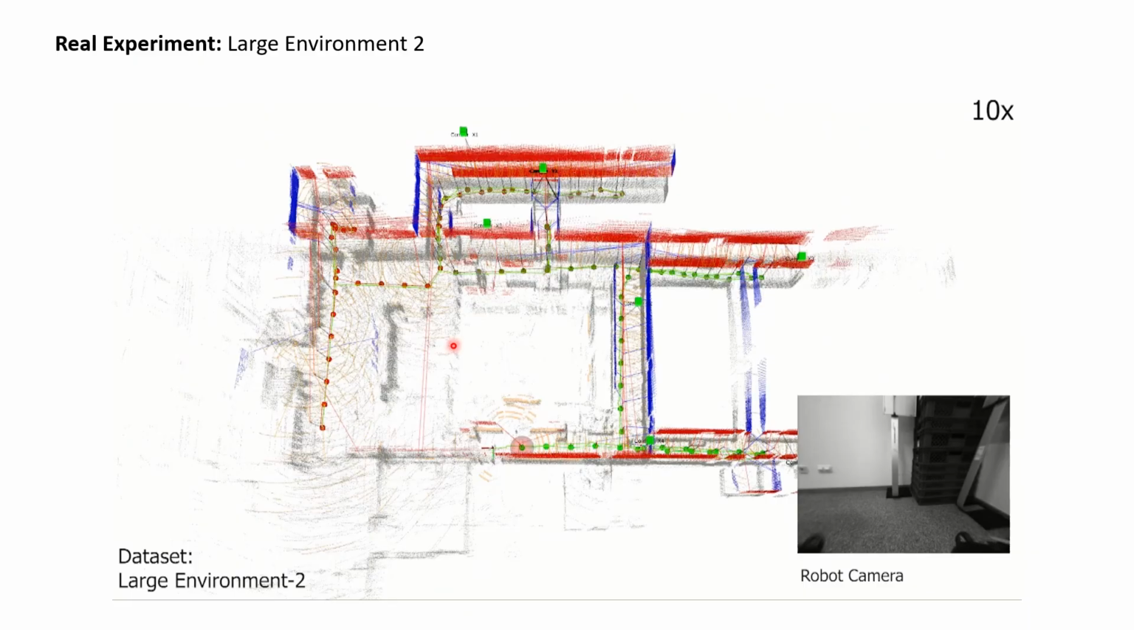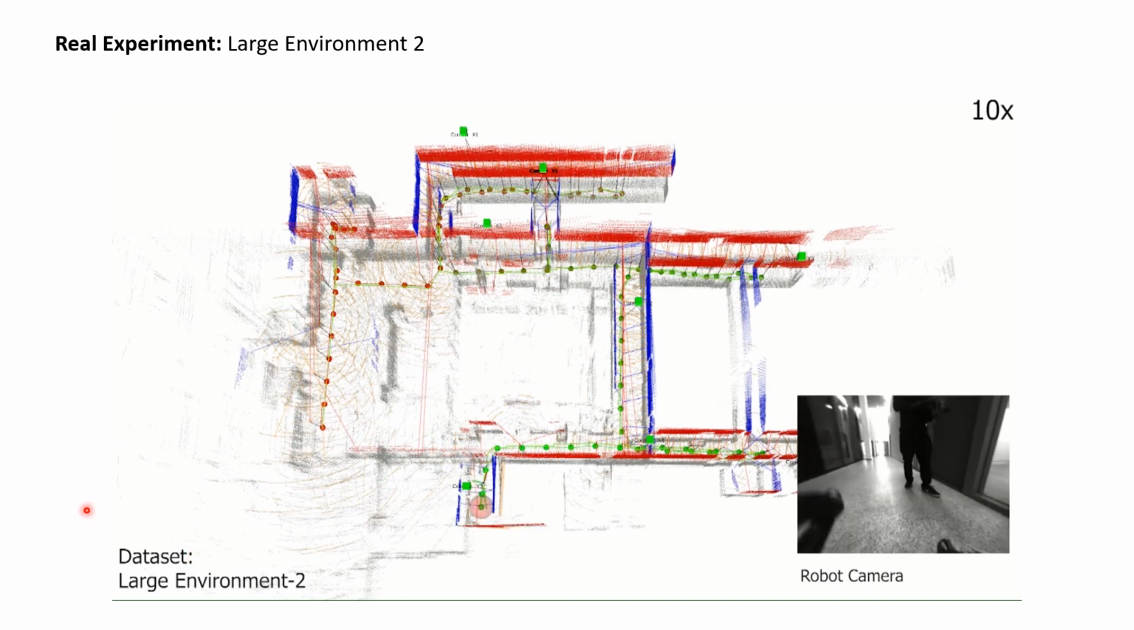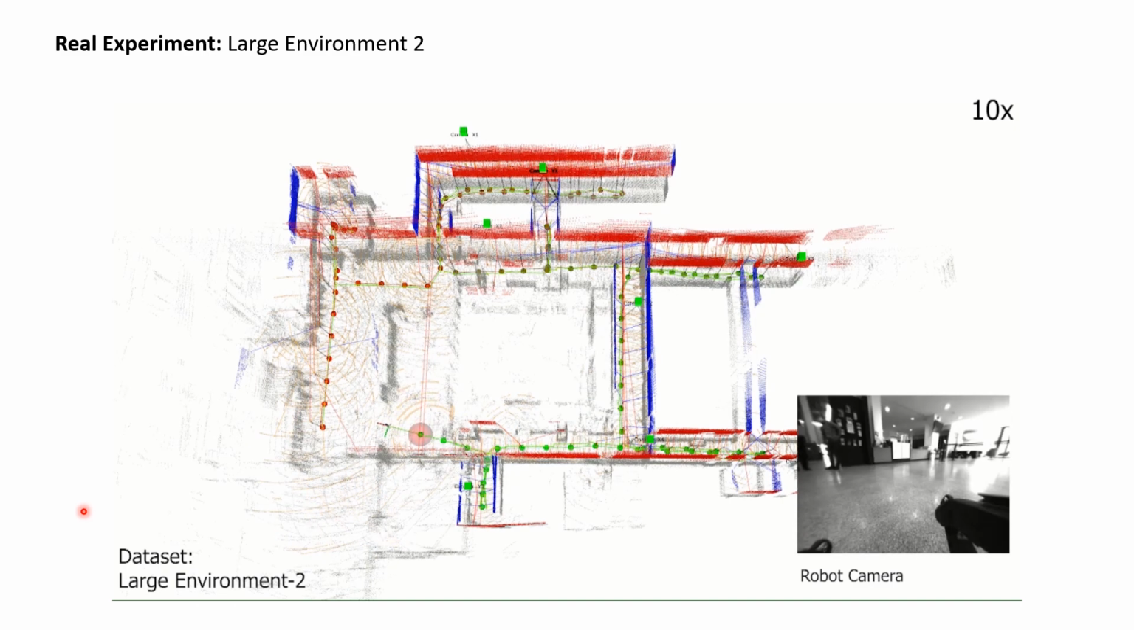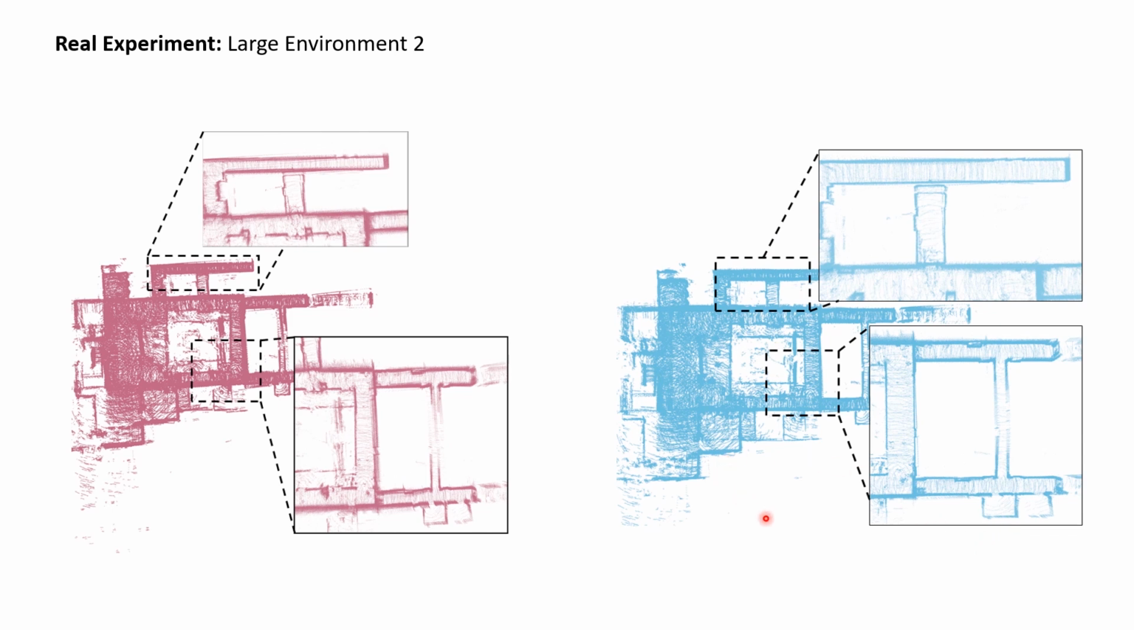We also validate S-graphs on large environments such as the LE2 experiment, where there were several corridors as the robot navigated. And similarly, the user can view the higher quality of the map created by our S-graphs, compared to the quality of the map created by the baseline.